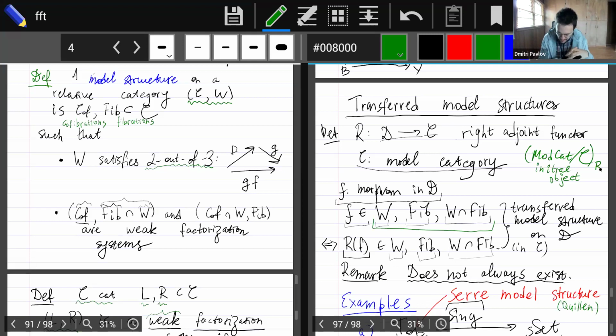Yeah. But all this is saying is that the transfer model structure is the model structure with the smallest class of fibrations and acyclic fibrations possible. So it's going to be an initial object among all such model structures where morphisms are right Quillen functors.